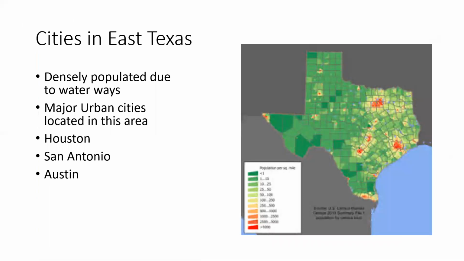Okay, cities in East Texas, as you can tell, are very different. Densely populated due to the waterways, again, going down into the Gulf. Major urban cities located in this area are San Antonio, Houston, and Austin. Do you know which one's which? There's Houston. Can you tell which one is San Antonio? How about Austin? Can you find Austin?